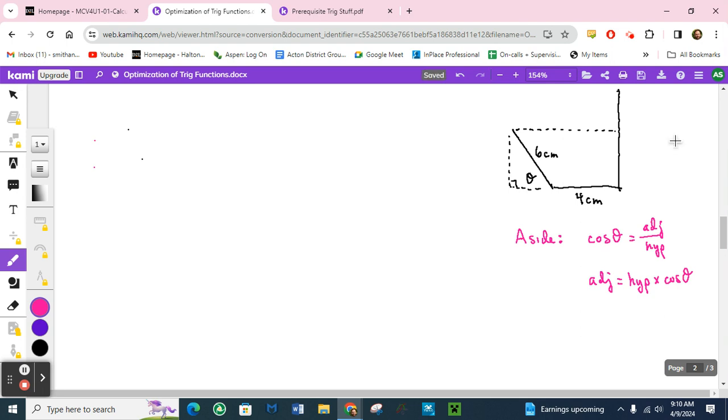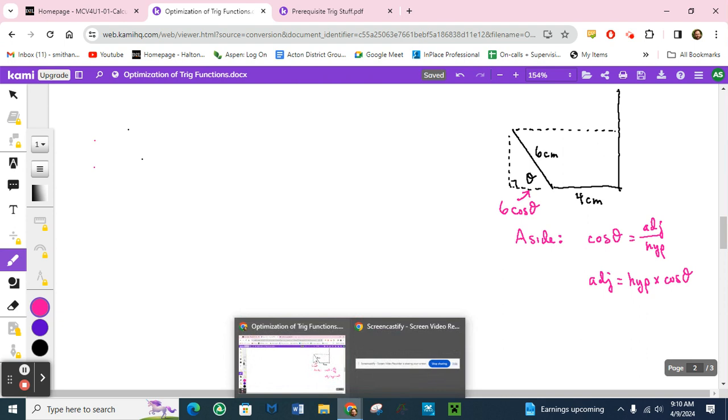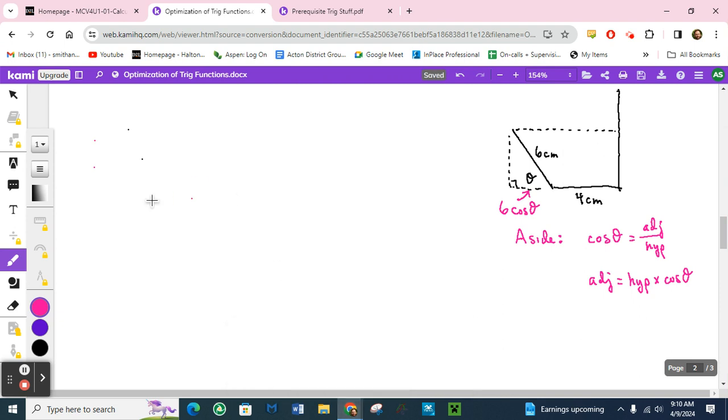Which means an expression for our little bottom side right here. Well, the hypotenuse is 6 times the cosine of theta. So hopefully after that little team talk, you're okay with that. That bottom side in that right angle triangle is 6 cosine theta.